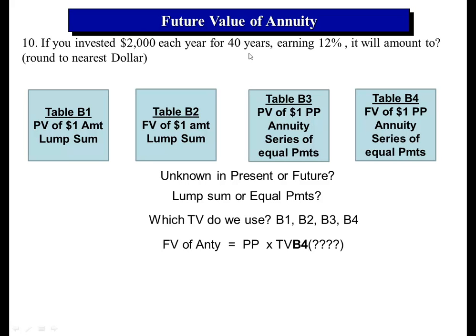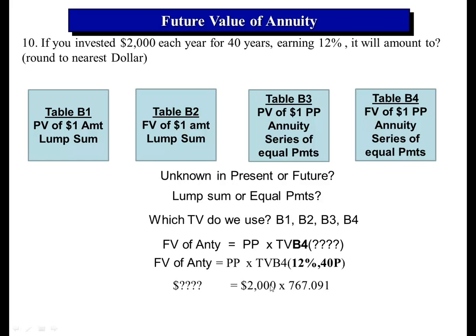And so we're going to use Table 4 again, or the table in your book that says the future value of an annuity, or the future value of a series of equal payments. Plug in what we know, which is 12% for 40 periods, and the periodic payment was $2,000. The table value for this would be 767.091, and when you multiply these two together, you end up getting $1,534,182.